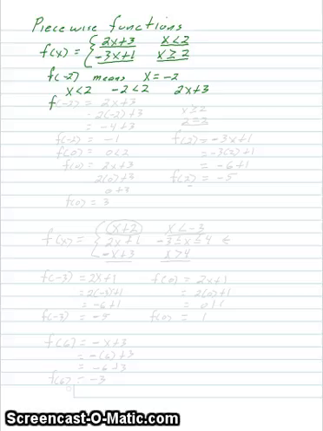So it's going to look like this. f of negative 2 evaluated for 2x plus 3. You're going to substitute the negative 2 in for the x. So negative 4 plus 3, which is negative 1. So f evaluated at negative 2 is equal to negative 1.